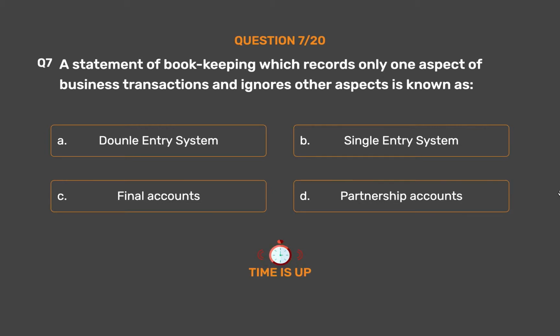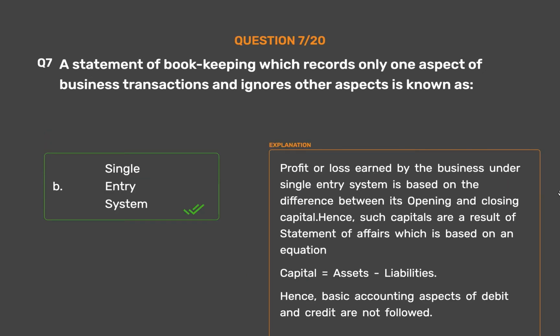The correct answer is Option B. Single entry system. Profit or loss earned by the business under single entry system is based on the difference between its opening and closing capital. Hence, such capitals are a result of statement of affairs which is based on an equation. Capital equals assets minus liabilities. Hence, basic accounting aspects of debit and credit are not followed.